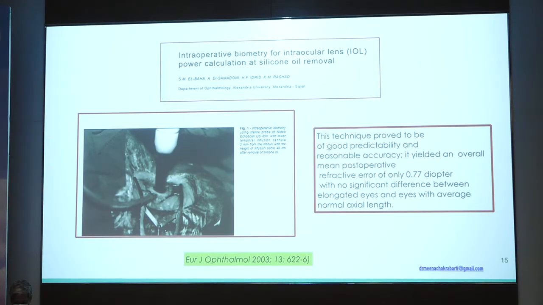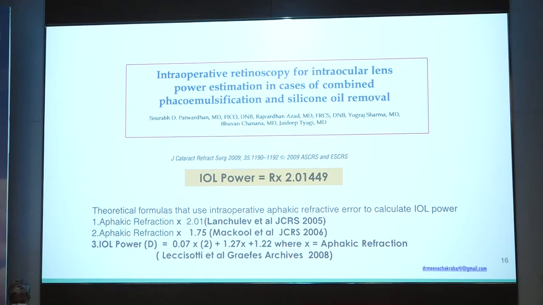Intraoperative biometry for intraocular lens power calculation using a sterile probe. The procedure is done following the silicone oil removal. It also gives very good, predictable target refractive errors. You can also use intraoperative retinoscopy for IOL power calculation, using a variety of formulas taking into account the aphakic refractive error. The Lanchelev, McCool, or various other formulas are available.